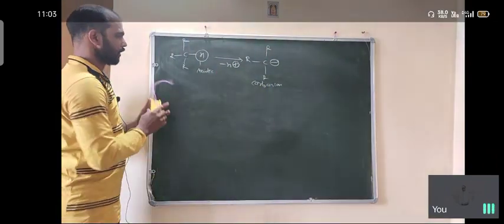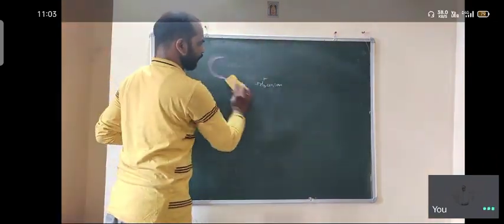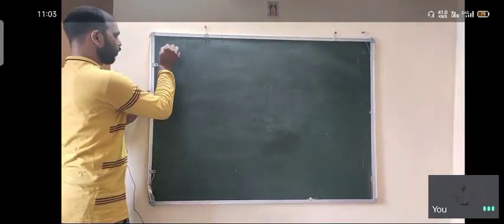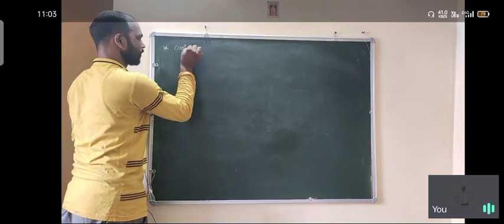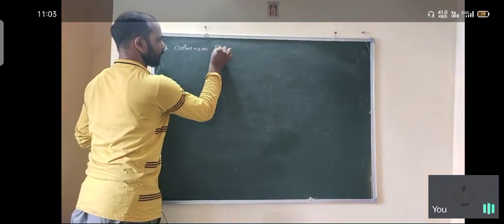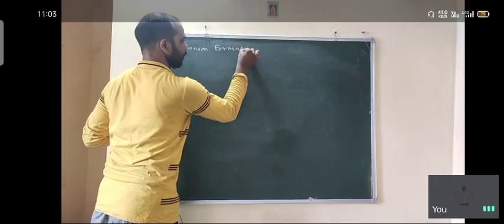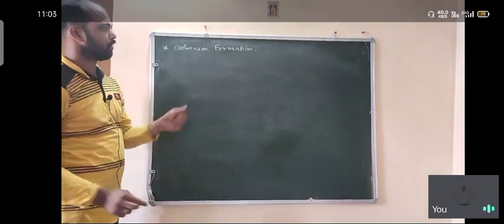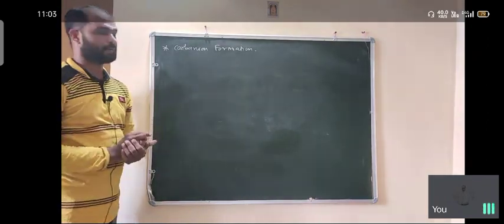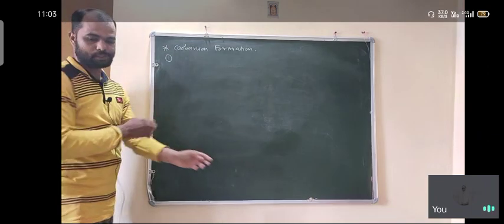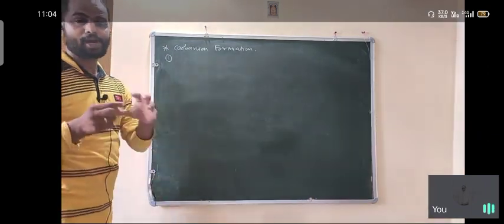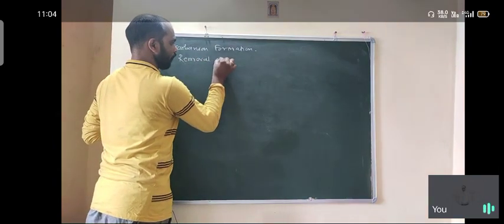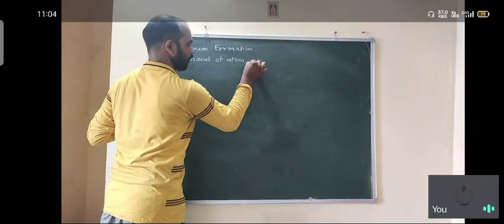Next, we are going to discuss by which methods the carbanion is formed. There are a number of methods. Here we are going to discuss carbanion formation, meaning how a carbanion is formed. We are going to discuss the number of methods which are useful for the formation of carbanion. The first method is the removal of atom or group.